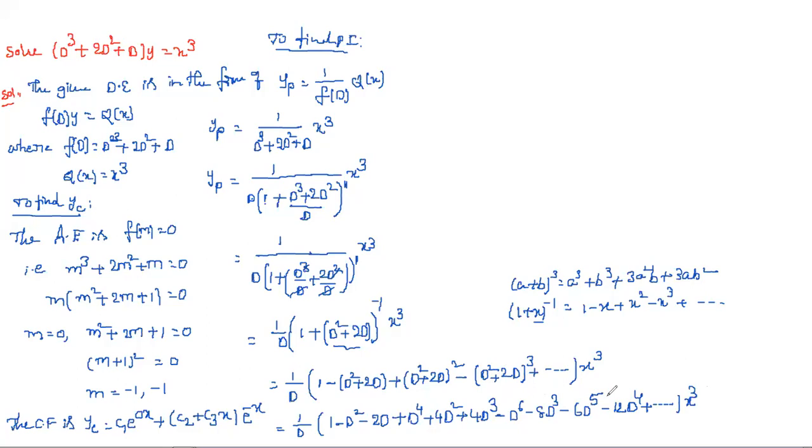Now, is it necessary to take the remaining ones? No need. Why? Because here the polynomial degree is only 3, so we can take the expansion up to only this term. Cube is enough. No need to go for 4. And now here it is.